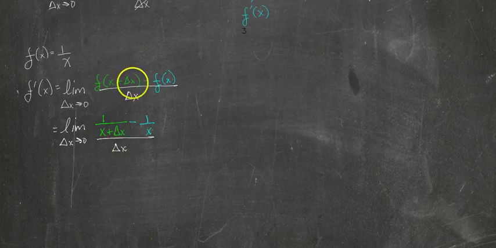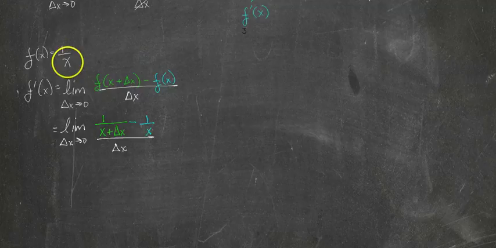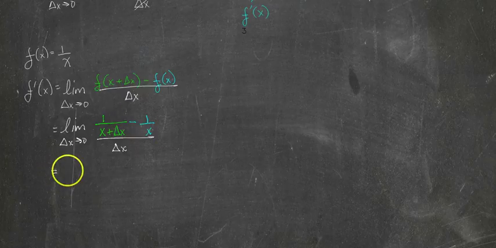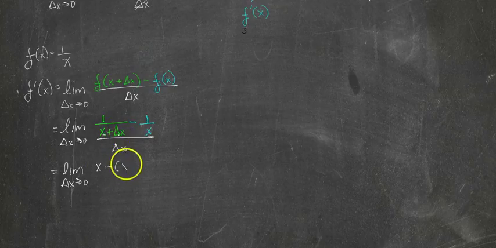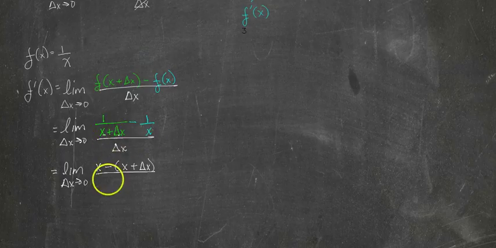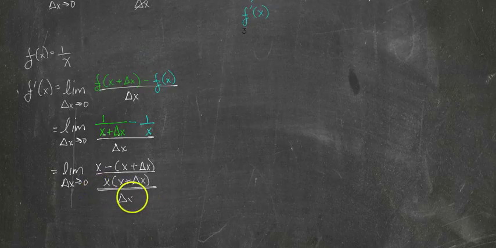So all I did was plug x plus delta x into this function, and then I just wrote the function down for the second one. There's no way to get around this. I'm going to have to find a common denominator. It's a relatively easy one, so I'm not too worried about it, but sometimes it just must be done. So x minus x plus delta x over, multiply the denominator, x times x plus delta x all over delta x.